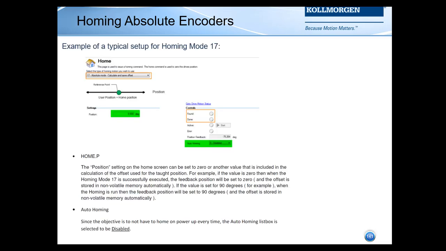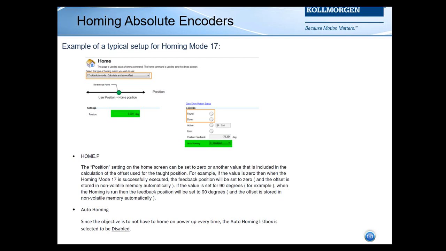Here's an example of a typical setup for homing mode 17. The home type, you'll notice in the list box, is homing mode 17. Then the only setting for this particular homing type is the position, and that is the home.p. The position setting on the home screen can be set to 0 or another value that is included in the calculation of the offset used for the top position. For example, if the value is 0, then when homing mode 17 is successfully executed, the feedback position will be set to 0 and the offset is stored in non-volatile memory automatically.